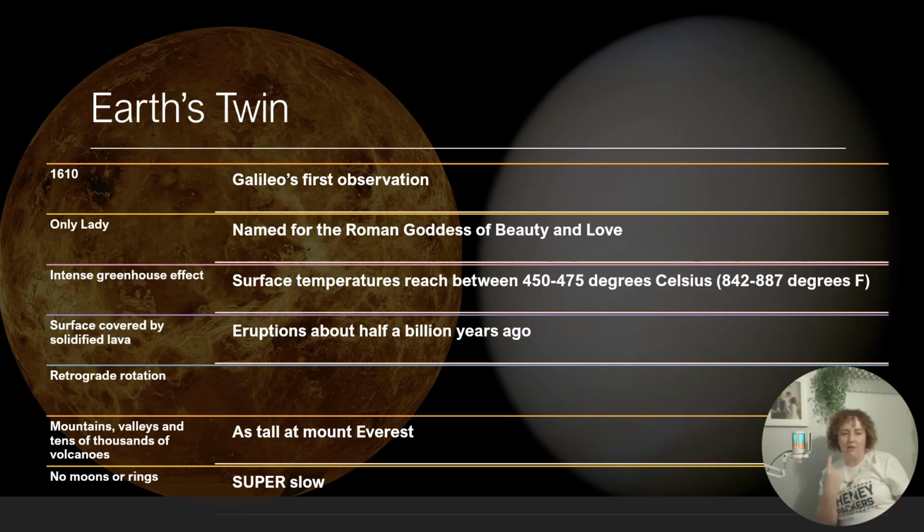Because of the solidified lava, the actual terrain of Venus is very mountainous. You have a lot of mountains and valleys, and there are tens of thousands of volcanoes on this planet. This is what caused all of that volcanic eruption to solidify into the surface we know today. It has mountains that are taller than Mount Everest here on Earth, which is our tallest peak.